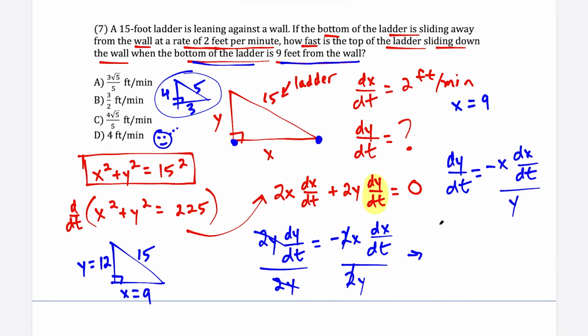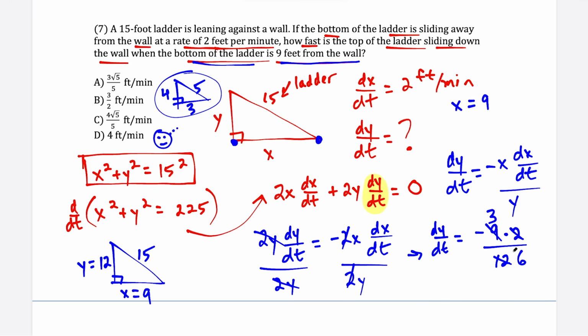So now we have dy/dt the moment when x is equal to 9 and y is equal to 12. So we plug in here and we're going to have negative, and then we have x is 9. dx/dt is 2 feet per minute, but we'll leave the units out. We'll just write everything at the end. So we have minus 9 times 2 over y is equal to 12. And now if we simplify here, we could divide the top and bottom by 2, and that's going to give us 1 on top over 6 on bottom. And if we divide the top and bottom by 3, negative 9 over 3 is going to give us negative 3.